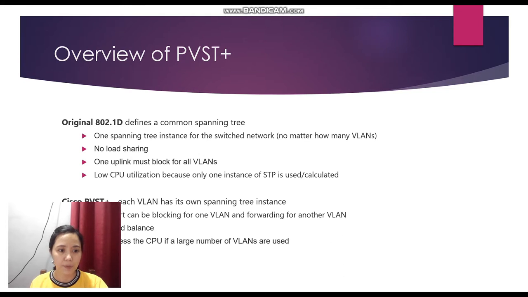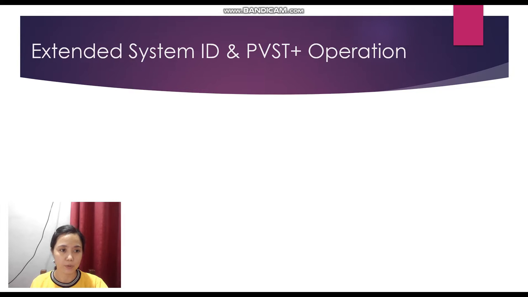So, Cisco PVST+, each VLAN has its own spanning tree instance. One port can be blocking for one VLAN and forwarding for another VLAN. It can load balance, and it can stress the CPU if a large number of VLANs are used.